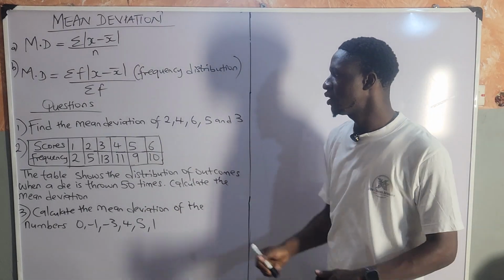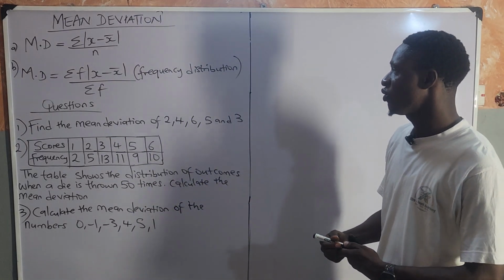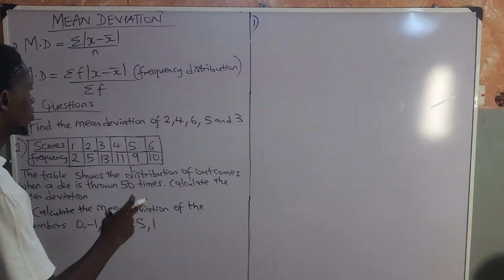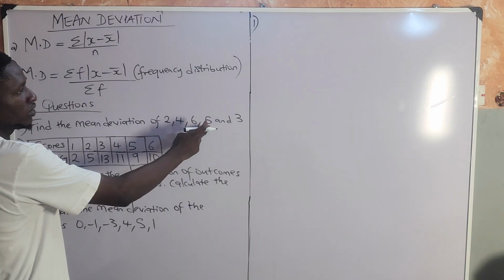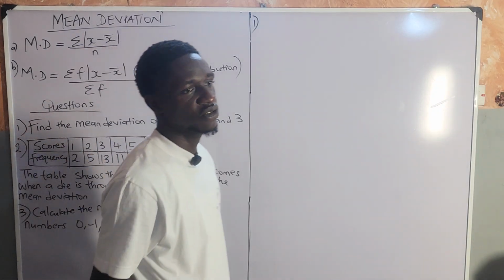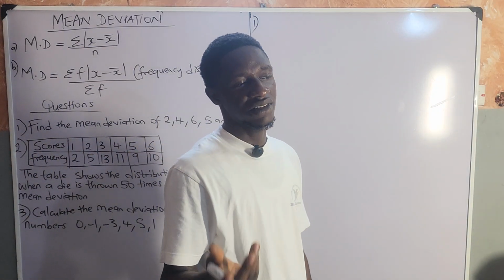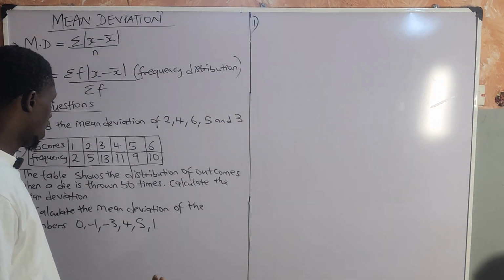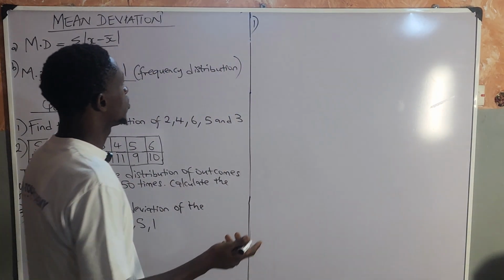We have number one: find the mean deviation of 2, 4, 6, 5, 3. I always tell students to arrange in ascending order so that it's going to be easy for you, or you can still leave it anyhow you want. So let's go to the question.